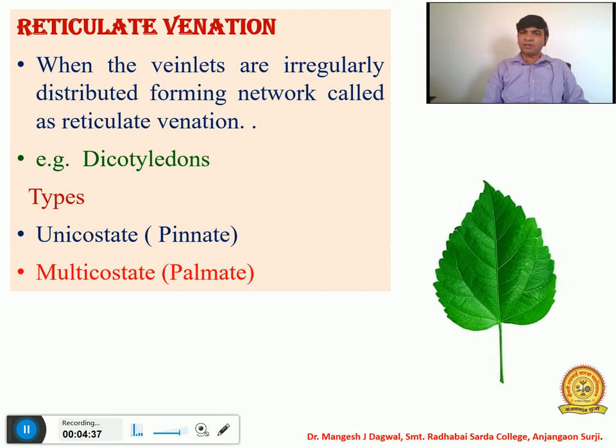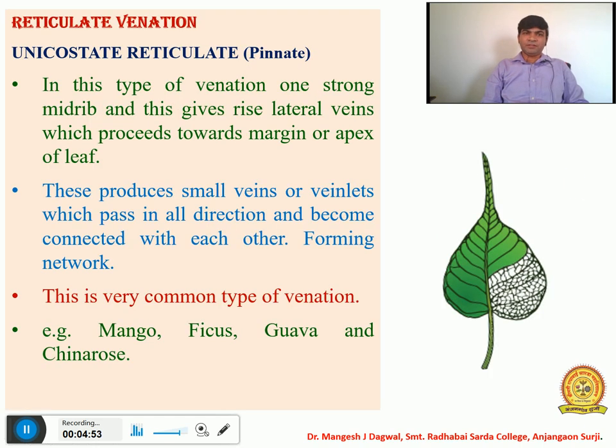Now, reticulate venation is again of two types. One is the unicostate reticulate venation, which is called pinnate reticulate venation, and the other is the multicostate reticulate venation, which is also called palmate reticulate venation. First is the unicostate reticulate venation, also called pinnate reticulate venation. In this type, there is one strong midrib, and this gives rise to lateral veins.